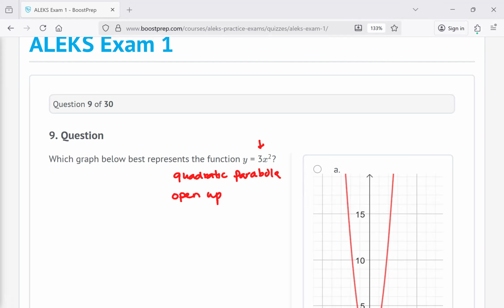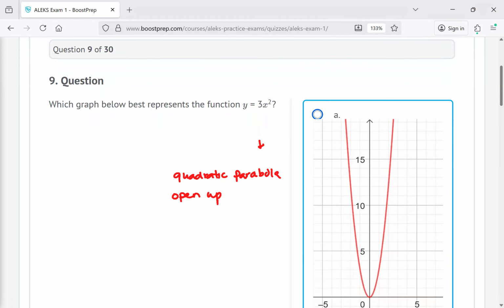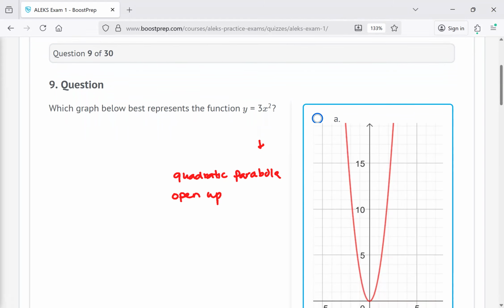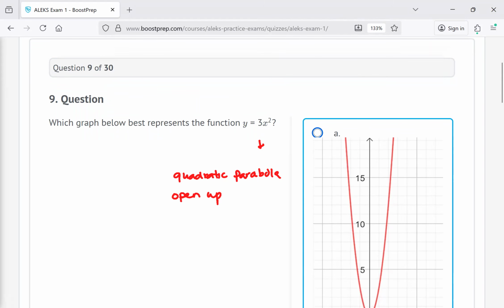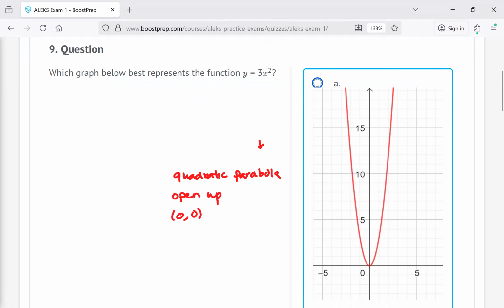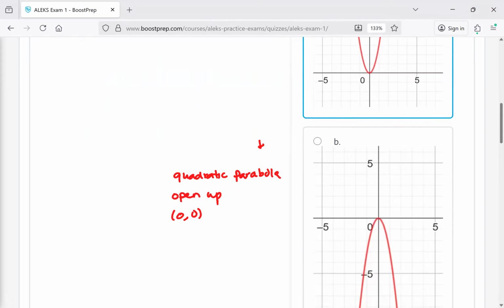So that's a few selections you can just eliminate. Can we eliminate the first one? No, it's a quadratic parabola, and it does not have a vertical shift. You do have a starting point at the origin, 0, 0. So yeah, it could be the first one. It's a parabola, it has a starting point of 0, 0, and it's concave up.